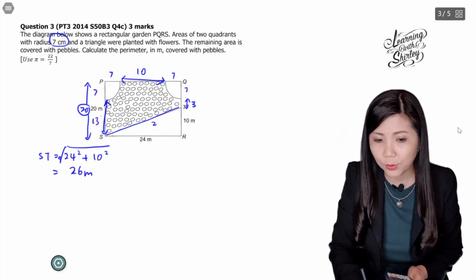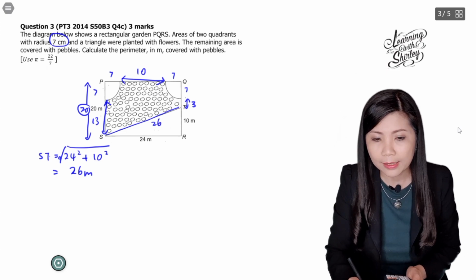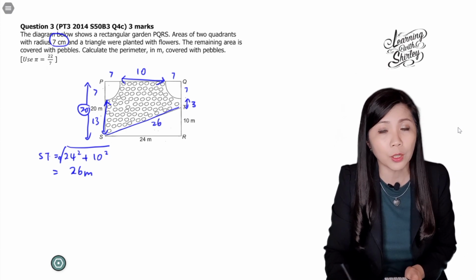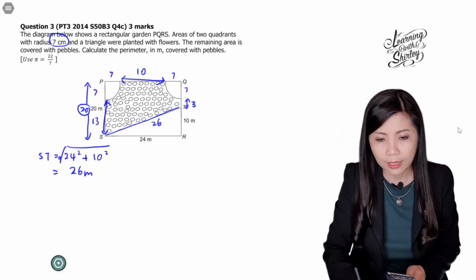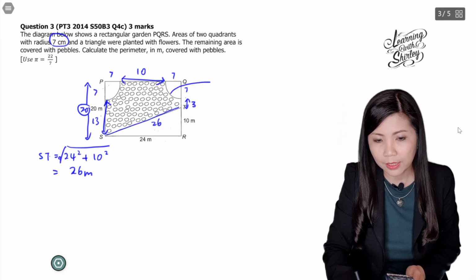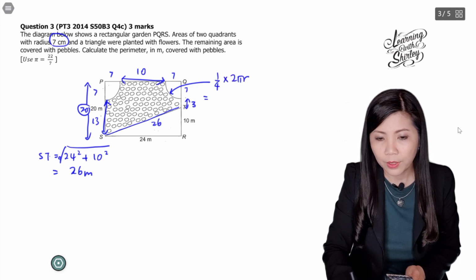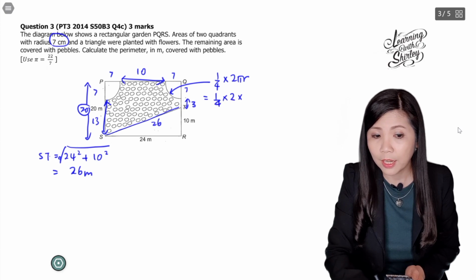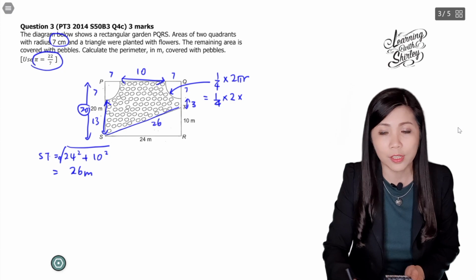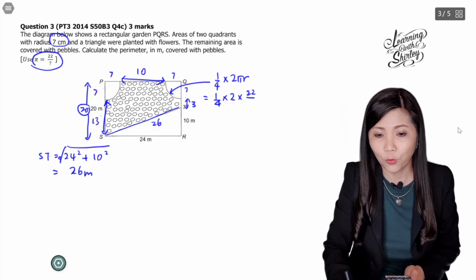So I'm going to label here 26, okay? So what else? We need to find the length of arc of the quadrant. So let's calculate this. A quadrant is a quarter times 2 pi r. So equals 1/4 times 2 times, because they say use pi equals 22/7, so times 22/7 and the r is 7.